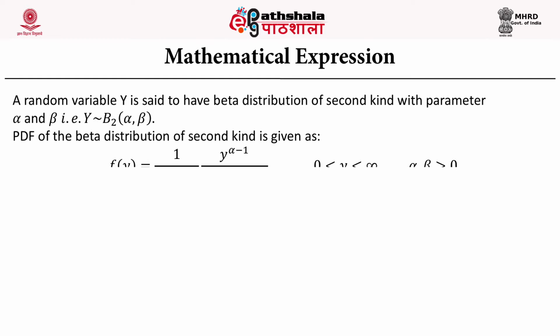The mathematical expression of beta distribution of second kind: a random variable Y is said to have beta distribution of second kind with parameter alpha, beta, where Y follows beta 2 with parameter alpha, beta. The PDF of the beta distribution of second kind is given as f of y, which is equal to 1 upon beta(alpha, beta) y^(alpha minus 1) over (1 plus y)^(alpha plus beta), where y lies between 0 to infinity and alpha, beta are greater than 0.